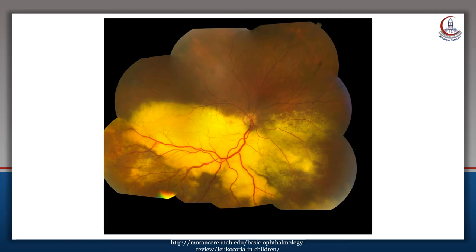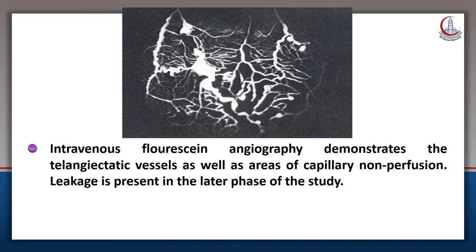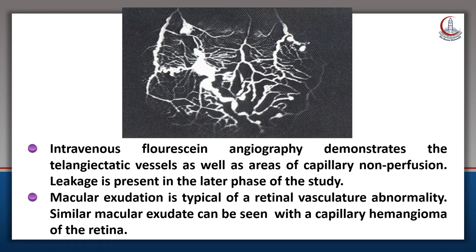We might see abnormal caliber and connections. Here is the fluorescein angiogram to demonstrate more clearly these areas of capillary non-perfusion, leakage and telangiectatic vessels. So macular exudation is typical of this condition.